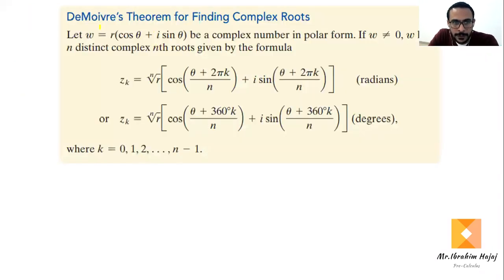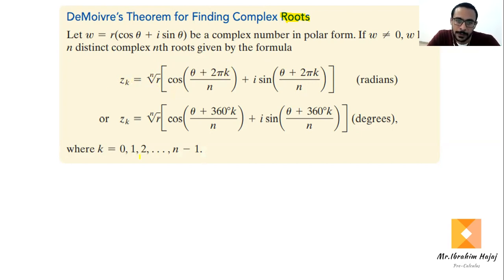The theorem, which is De Moivre's theorem, finds the complex roots. Pay attention, guys, this is the last part in our lesson, and it's the hardest part. Okay, it's not hard, but you have to know these formulas. If w equals r cosine theta plus i sine theta, a complex number in polar form not equal to 0, then w has n distinct complex roots given by the formula: the roots z subscript k equal the nth root of r times cosine of theta plus 2 pi k, or 360 times k.